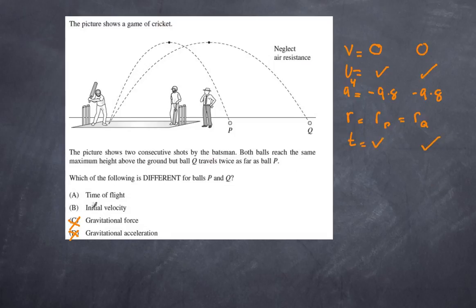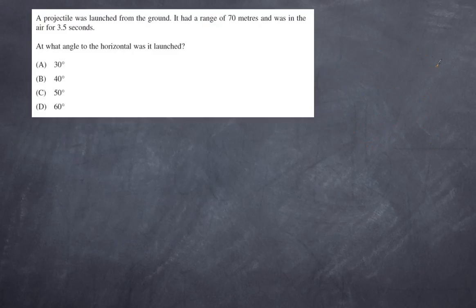Then you say, hold on, clearly both are not the same. But remember, the initial velocity of the batsman hitting the ball is not just the vertical, but also the horizontal. So even though the vertical velocities initially are exactly the same, the fact that P and Q travel further distances means their horizontal velocities are different. So combined, their initial velocities are different, giving B the answer, and A, of course, is incorrect. Let's have a look at the next question.